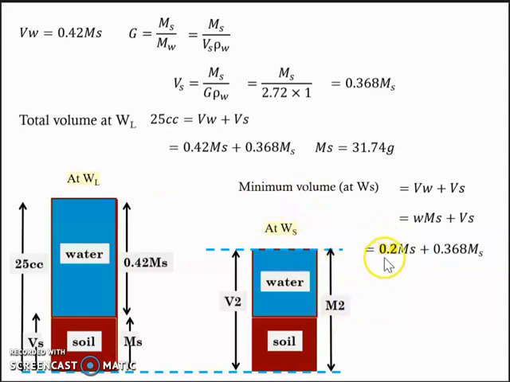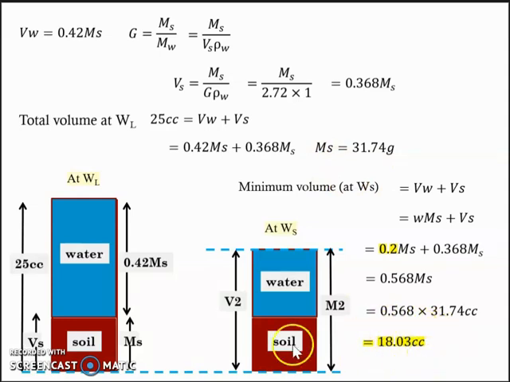So you have 0.2 times mass of solids, already known as 31.74 gram, plus 0.368 times mass of solids, so that's 0.568 times mass of solids, or that's 18.03 cc of volume. So the minimum volume at the shrinkage limit, of course, is 18.03 cc.